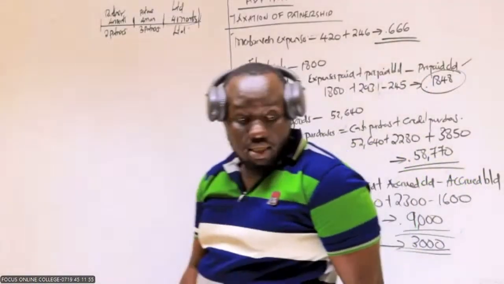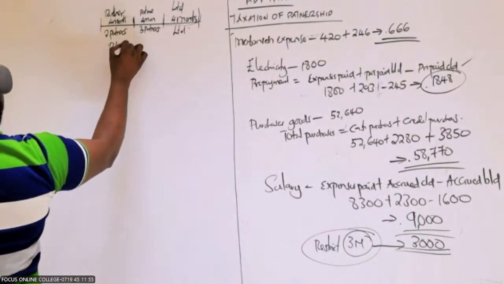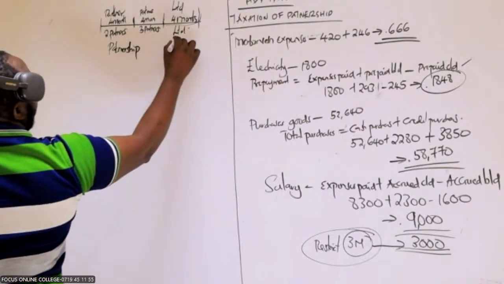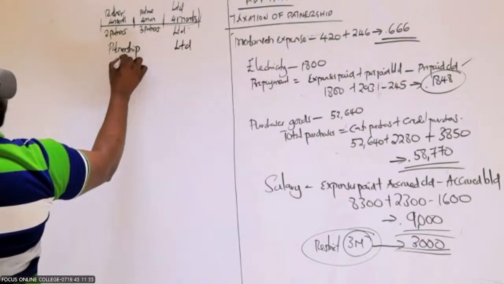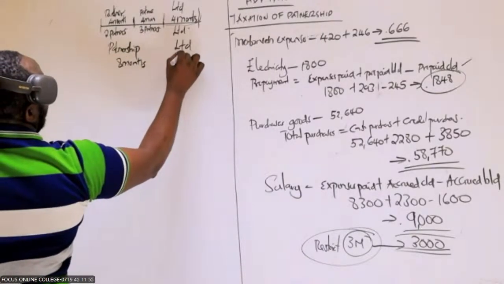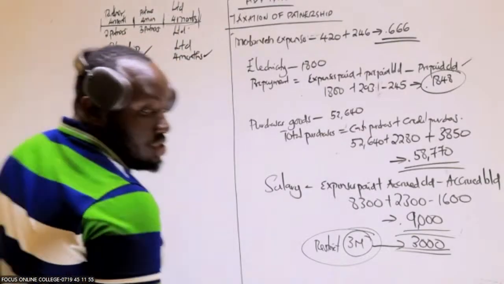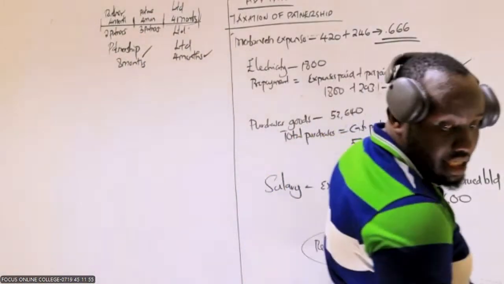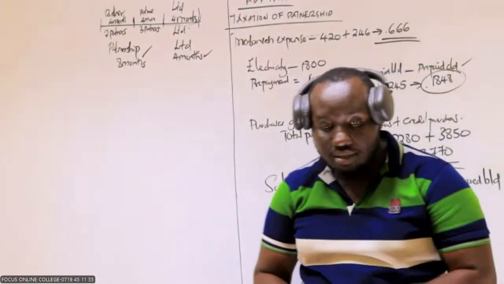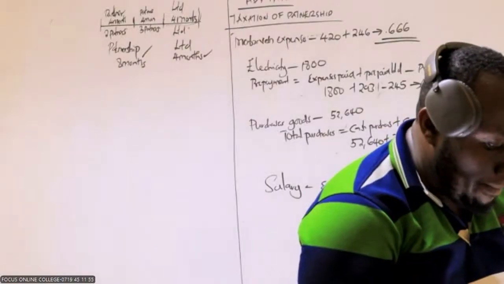In summary, if I have to analyze this, we have a partnership for 8 months, and we have a limited company for 4 months. Is that understood? Perfect. If that is understood, we can have a small break, then come back.